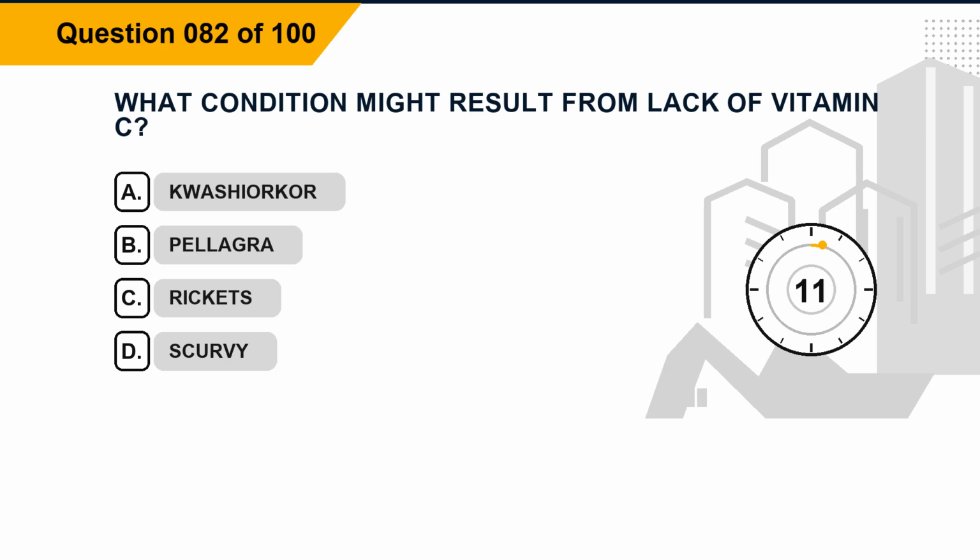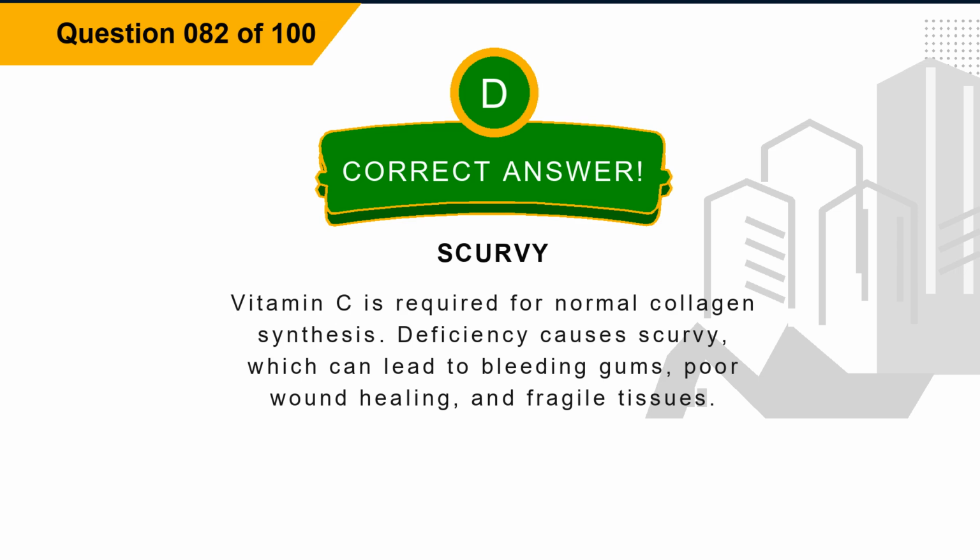Question 82. What condition might result from lack of vitamin C? Option A, kwashiorkor. Option B, pellagra. Option C, rickets. Option D, scurvy. The correct answer is option D, scurvy. Explanation. Vitamin C is required for normal collagen synthesis. Deficiency causes scurvy, which can lead to bleeding gums, poor wound healing, and fragile tissues.